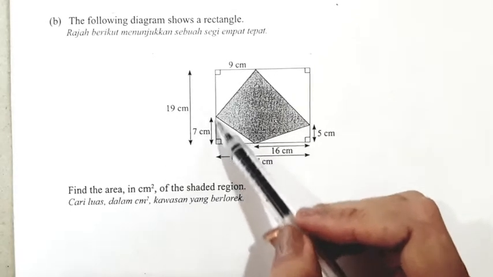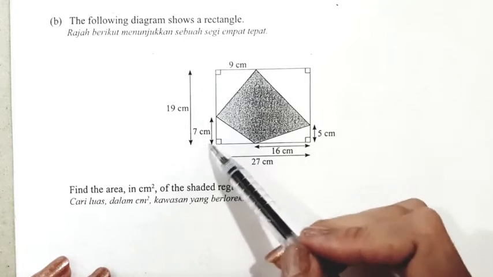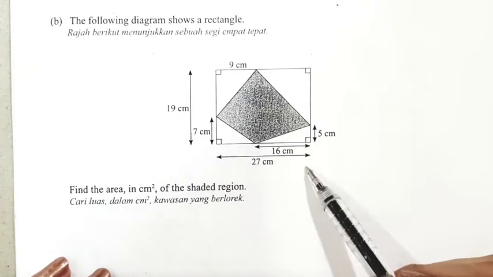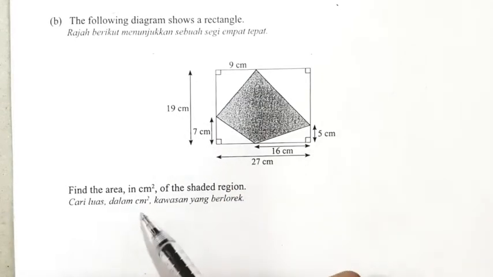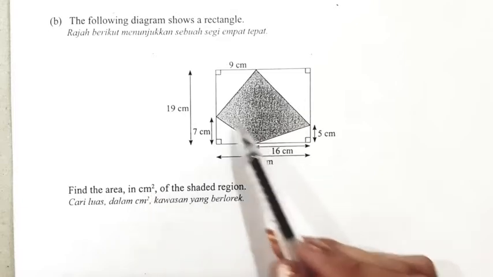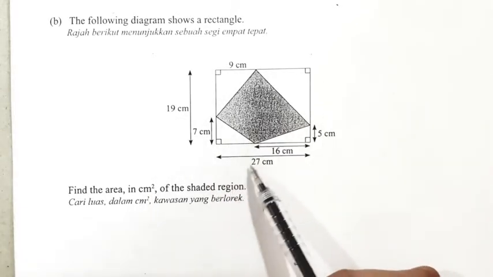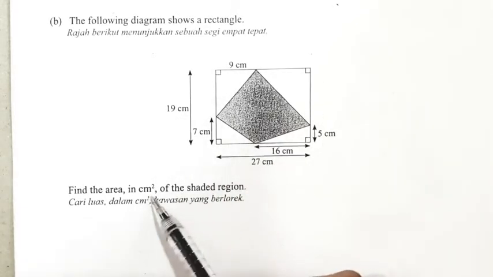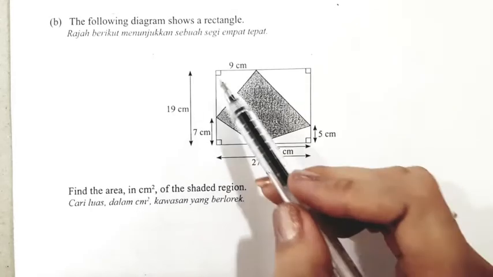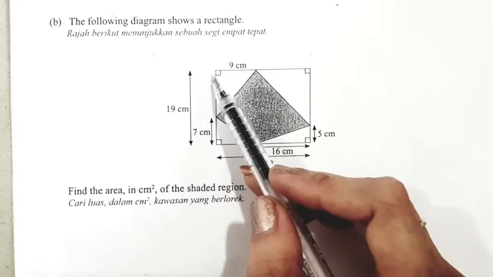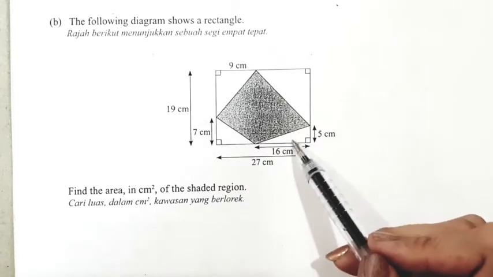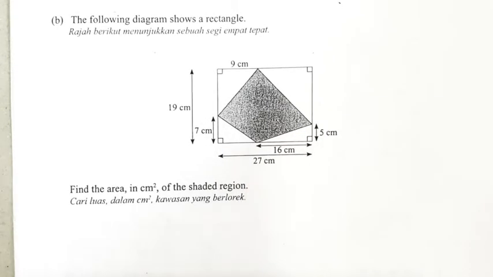So we have a rectangle over here. All measurements given, 19 by 27. What we need now is to find the area in cm squared, the units are all in cm, so area must be in cm squared, of the shaded region. Now we can do a few methods. One is to use the rectangle minus the 4 triangles over here.